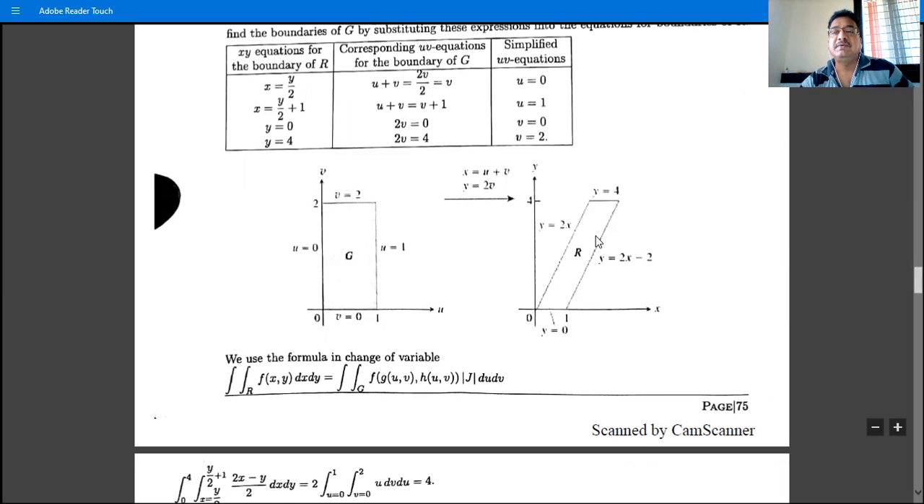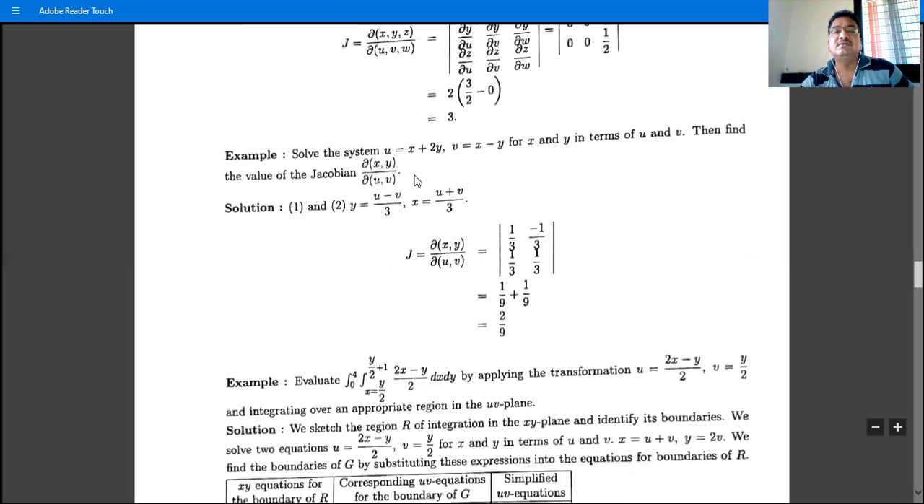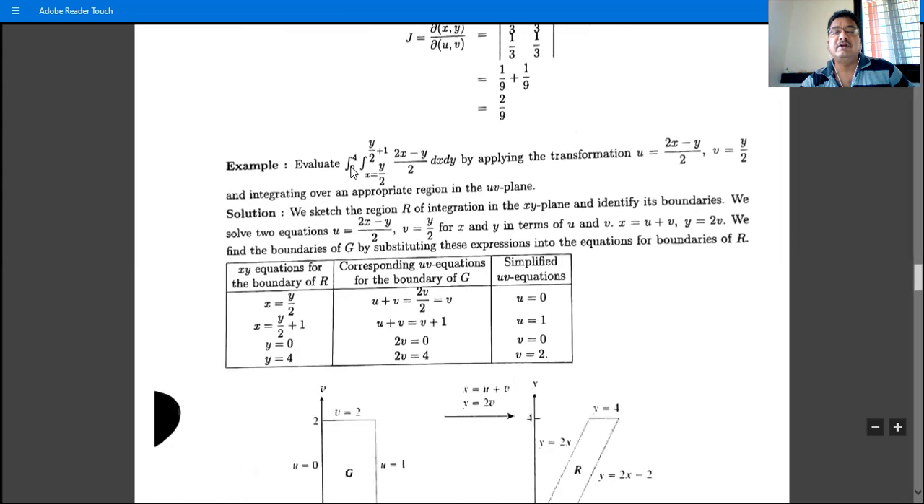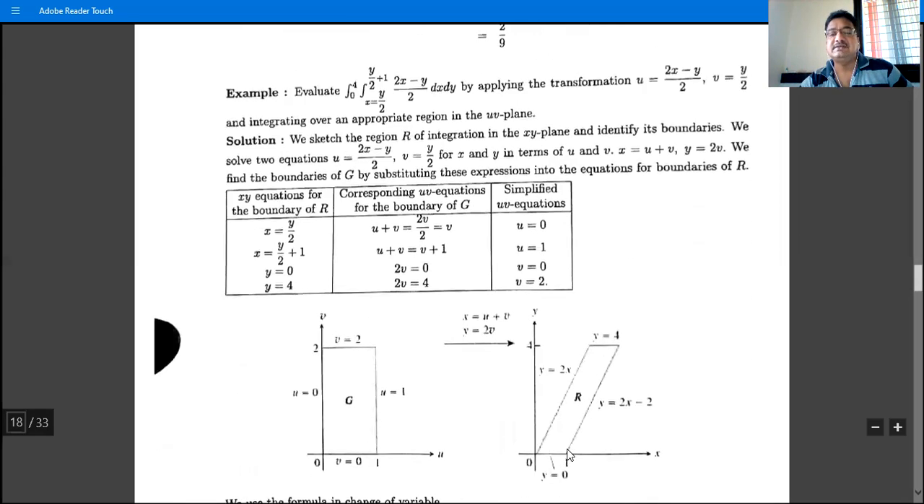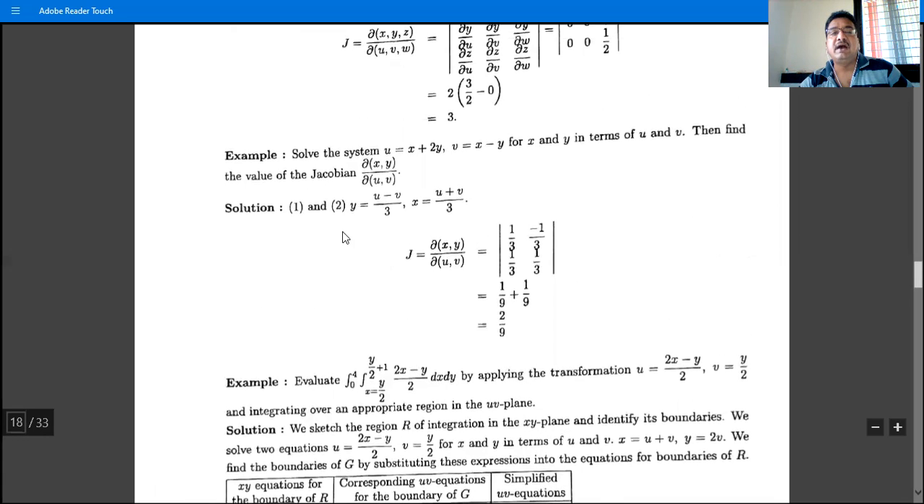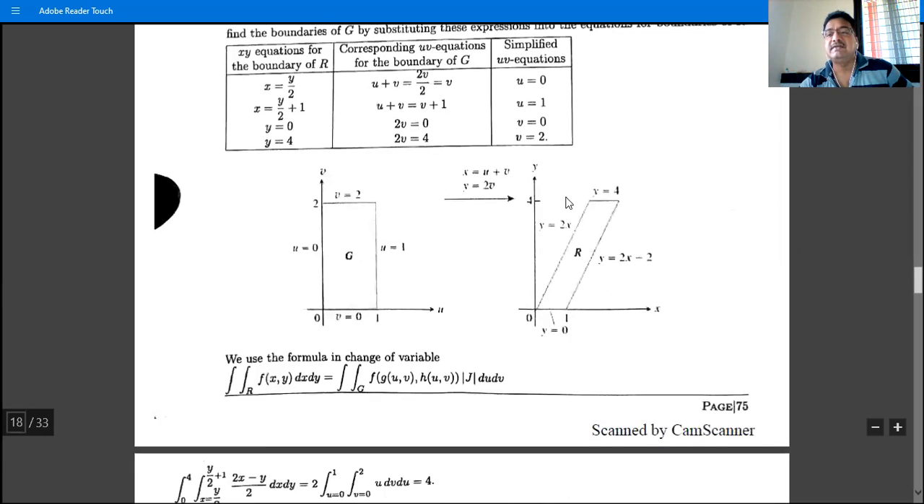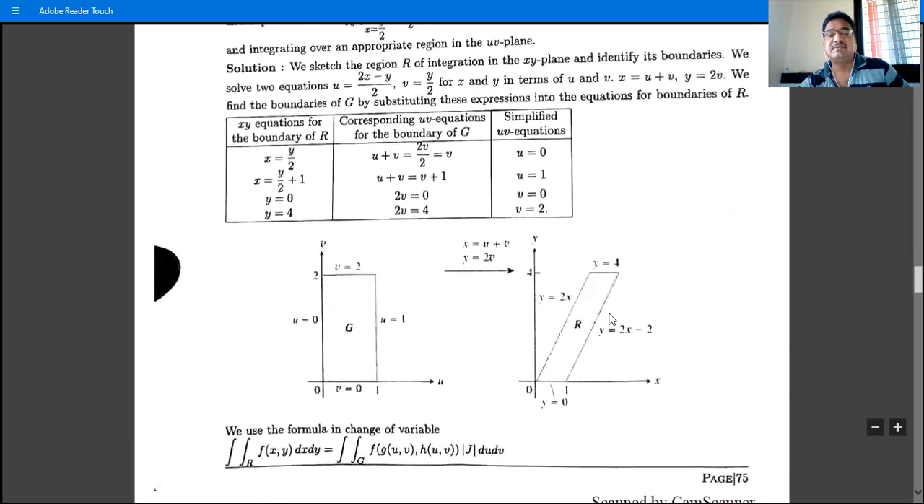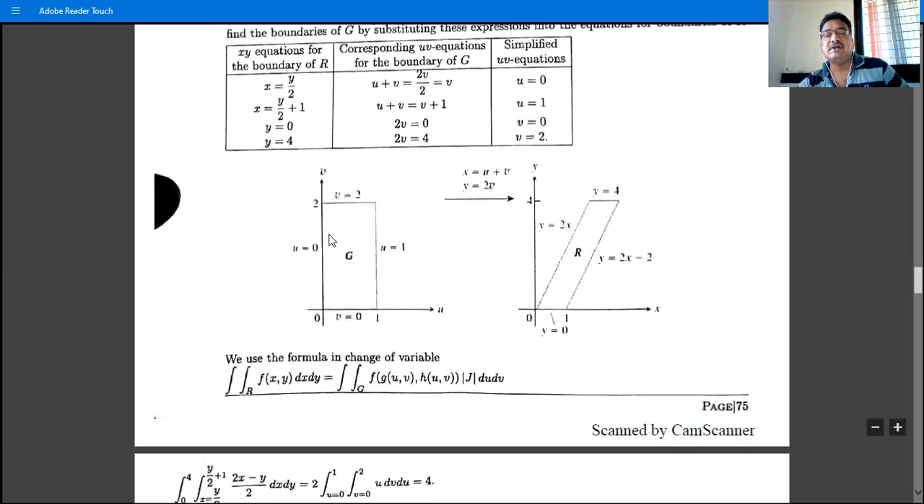So draw the figure. Then y is equal to x. Y is 0 means the x axis, and y is equal to 4 means this line. So this is the region bounded by these 4 lines, and then this is converted to this. Actually this is the first figure, and this figure is now the second.